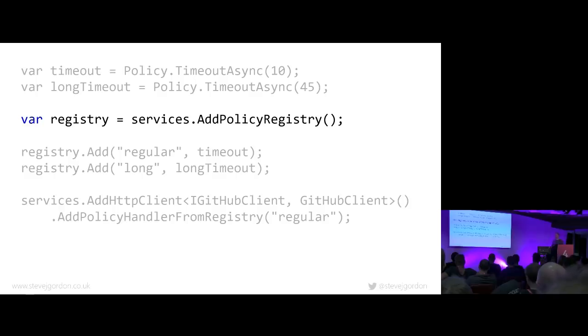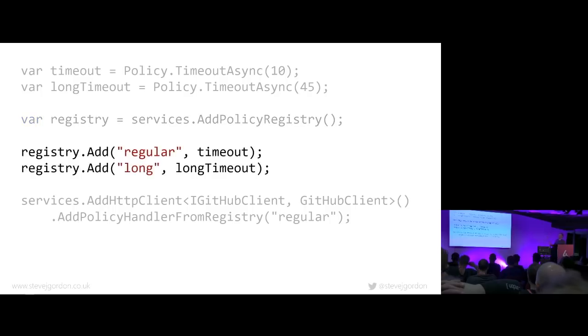They're thread safe, and reusing them means we've allocated that policy once. Some policies like circuit breaker expect to be shared. So with a registry, this is one place that we can register them up front, and then whenever we need them, we can just access them from the registry. So I'm going to call this add policy registry method. What it's going to do is register the registry into DI, and then it gives us back a reference so that I can continue setting this up.